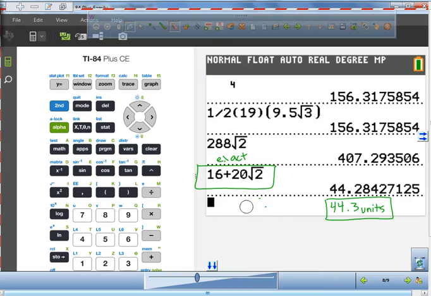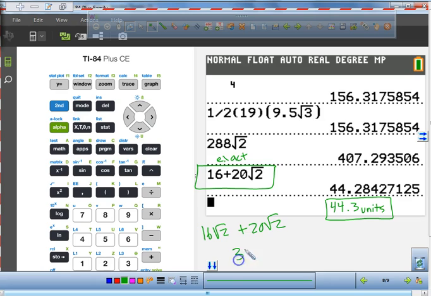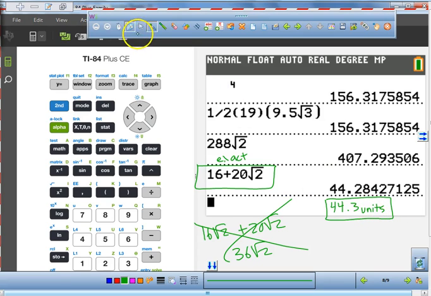But hey, you know what? Honestly, I'm glad you said that because, listen, lots of people in America might accidentally do that. Okay, so you're one of them? Okay, remember, you can't add these together unless they're like terms. So you could add 16 radical 2 plus 20 radical 2 to make that 36 radical 2, but that's not what our answer was. Okay? So that's not right. Our answer is 44.3 units. Okay?